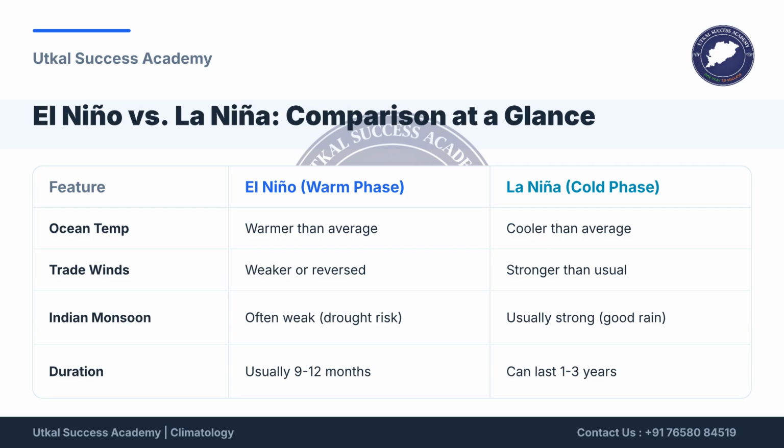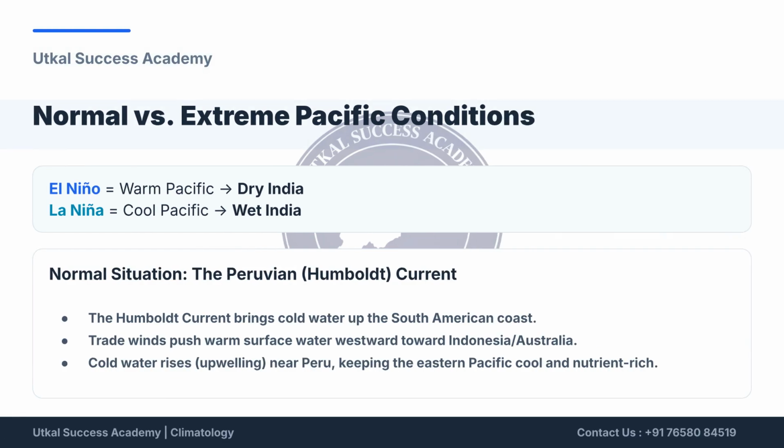El Niño, the warm phase, features warmer ocean temperatures, weaker trade winds, and often a weak Indian monsoon. La Niña, the cold phase, features cooler temperatures, stronger trade winds, and usually a strong Indian monsoon. To summarize the extreme Pacific conditions, El Niño's warm Pacific temperatures lead to a dry India. Conversely, La Niña's cool Pacific temperatures result in a wet India.